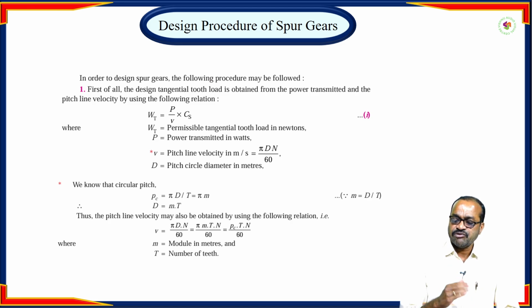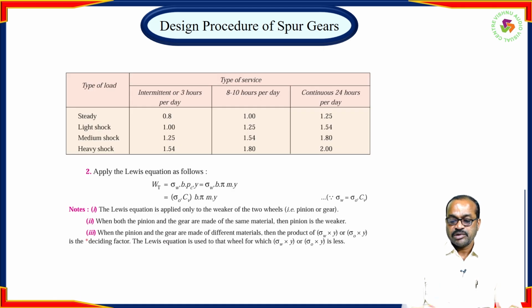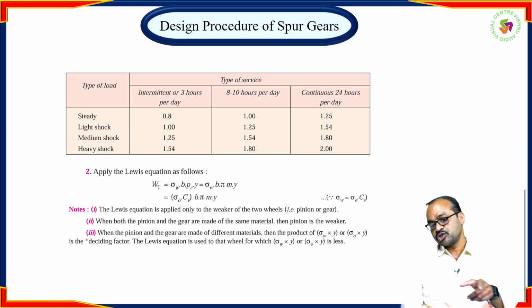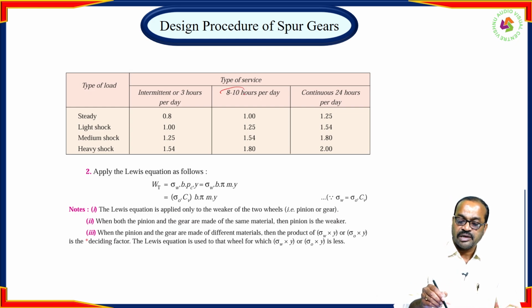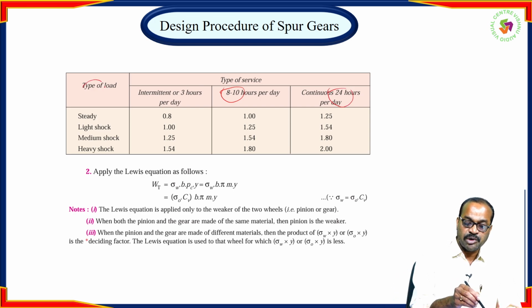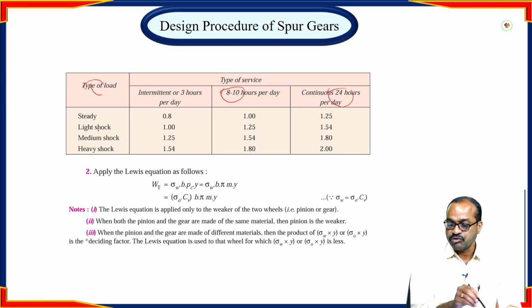Okay, so velocity formula we all know, pi d n by 60. So this is the first step. Then, as I said, the type of service CS is shown in the table. You can see there they mentioned intermittent or 3 hours per day, 8 to 10 hours per day, continuous 24 hours per day. So based on the type of load given in the question, you have to choose either light shock, medium shock, or heavy shock. For that, this particular 8 to 10 hours means 1.25. Like that, the CS has to be taken.